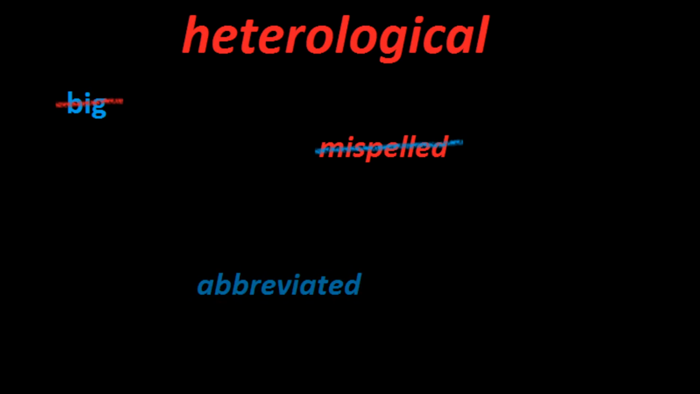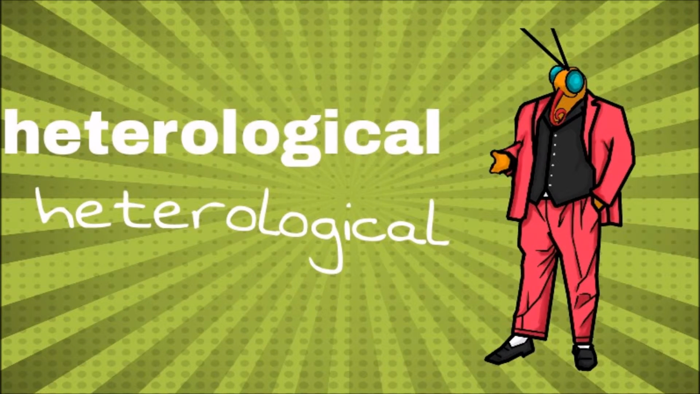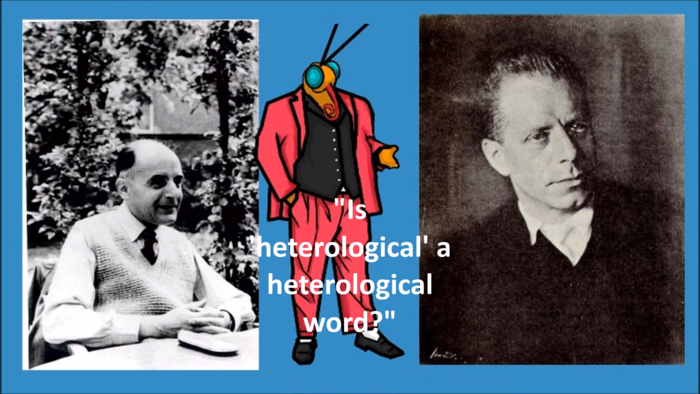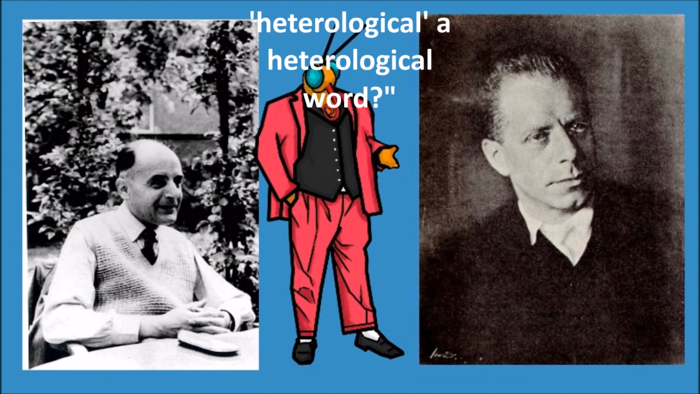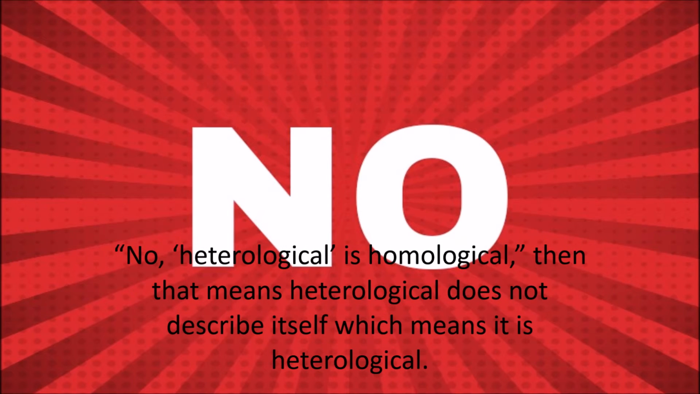Big is a small word, which means it's heterological. Misspelled isn't misspelled, and abbreviated isn't abbreviated. But is heterological heterological? This is what's known as the Grelling-Nelson paradox. In 1908, Kurt Grelling and Leonard Nelson asked, is heterological a heterological word? If you answer no, heterological is homological, then that means heterological does not describe itself, which means it is heterological.